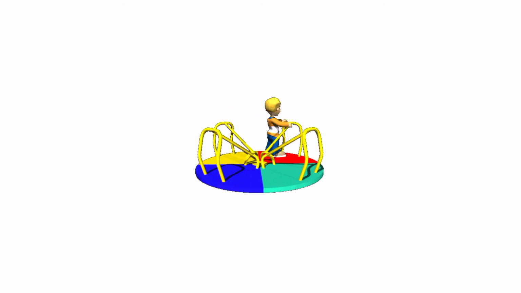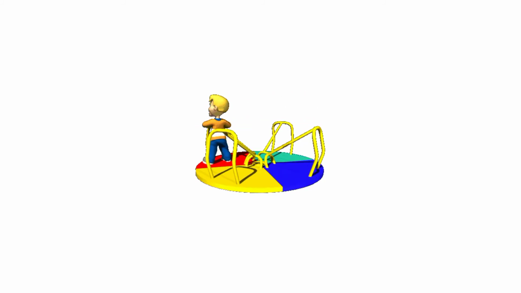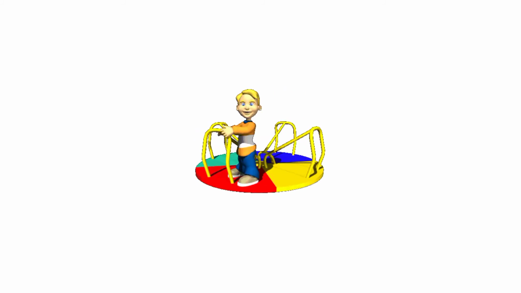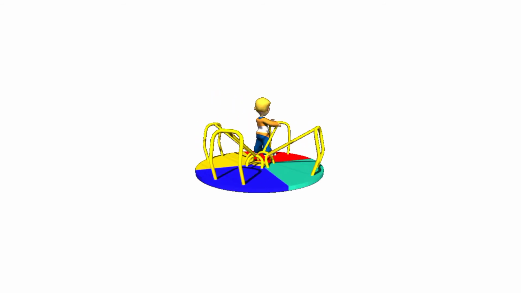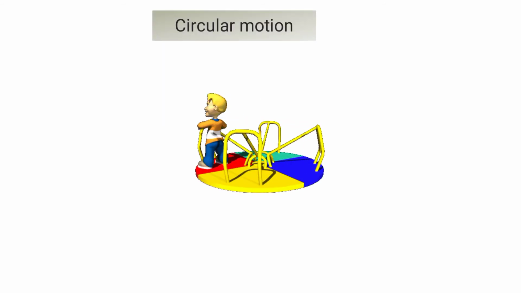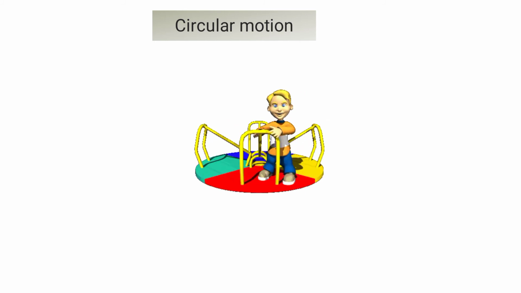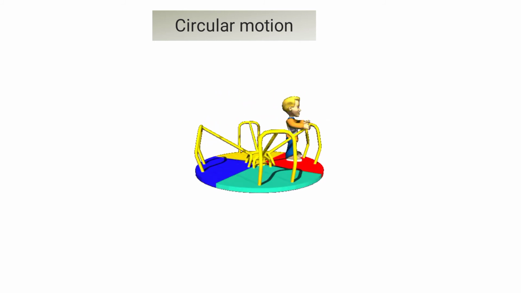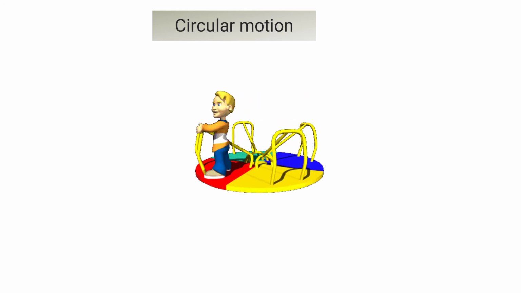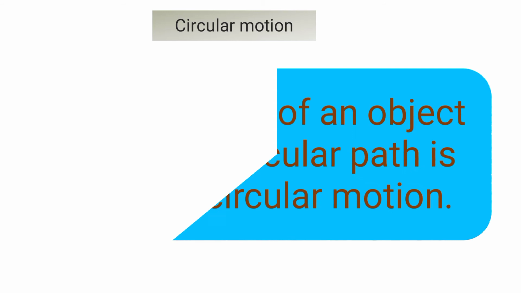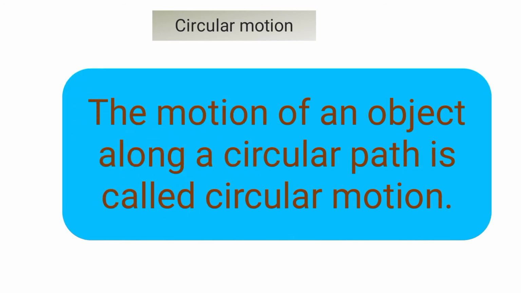Now, if you see here in this picture, the child is moving round and round, that means in a circular manner. So, this is the example for circular motion. Circular means in a circular manner, in a circle. So, the motion in a circular manner is known as circular motion. Have a look at the definition of circular motion. The motion of an object along a circular path is called circular motion.